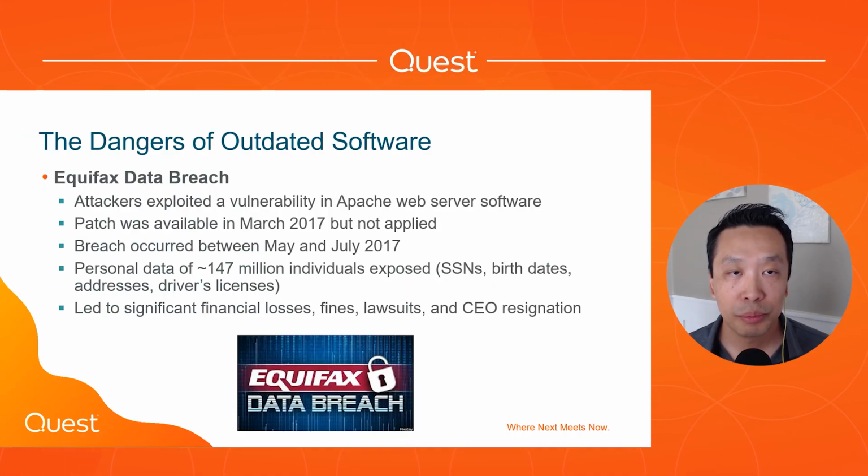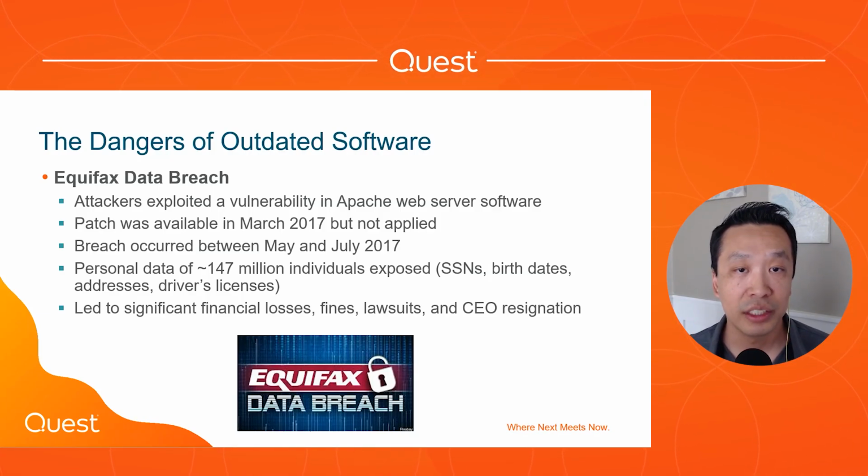And so this one's pretty well known, Equifax, right? One of the 3 major US credit bureaus, and they suffered a breach that exposed the personal data of almost 150 million people. That's about half of the citizens of the United States, right? And people had their data stolen: their social security numbers, their birth dates, their addresses, driver's license numbers, really personal information.